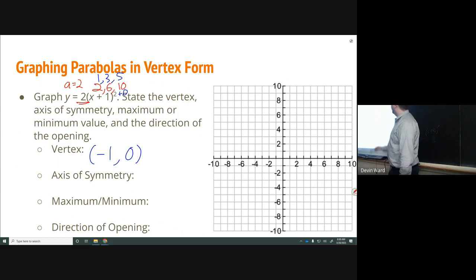Okay? So this one might go up too high. Actually, yeah, it'll probably go up too high, but that's okay. We don't need to draw everything. So again, first point we always draw is our vertex. Okay? Here we're at -1 for x and 0 for y. So it's right on the x-axis.